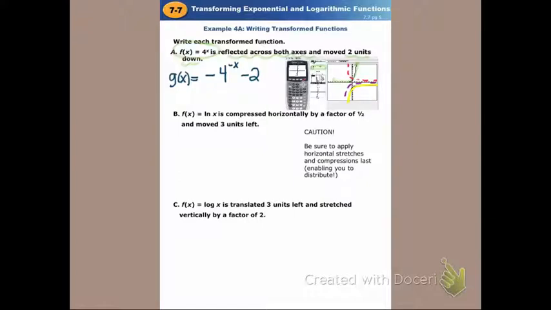So the next example, the parent function, is the natural log of x. So this is our log function, and we're going to compress it horizontally by a factor of 1/2 and move 3 units to the left. Now here's just a little helpful hint on a caution: when we do these layers of different horizontal transformations, you should always try to wait and do the horizontal stretch or compression last to get the full effect.